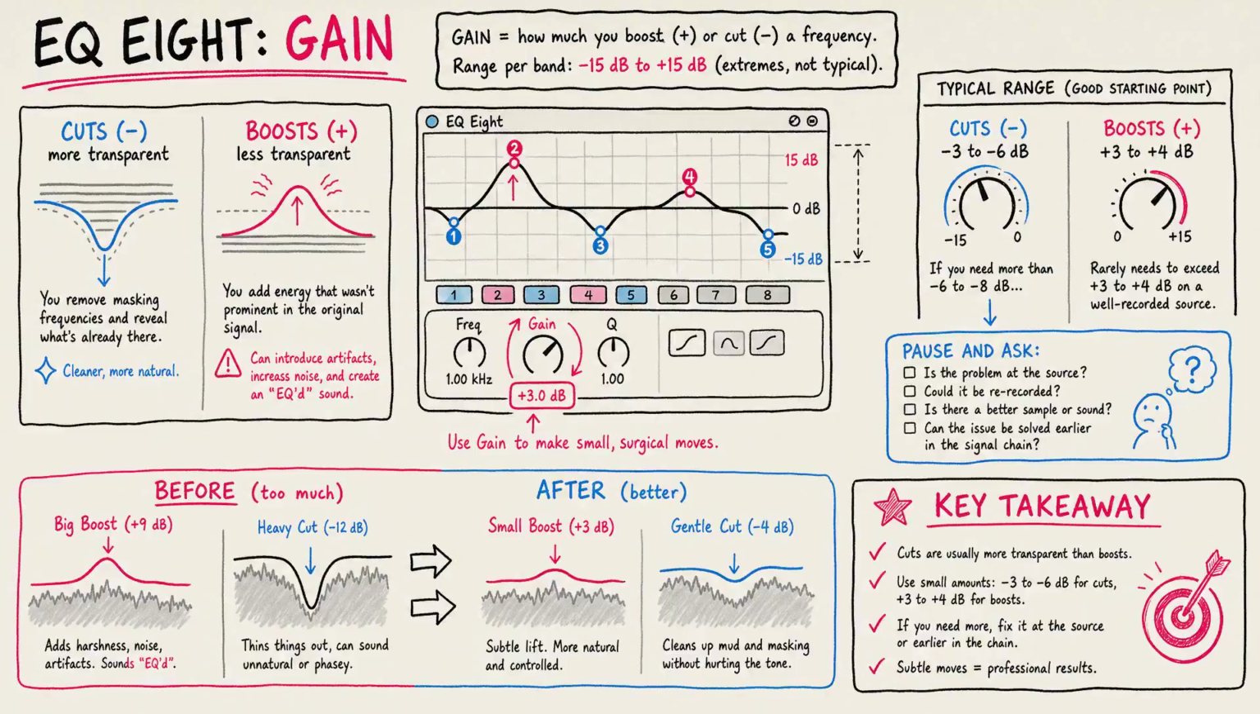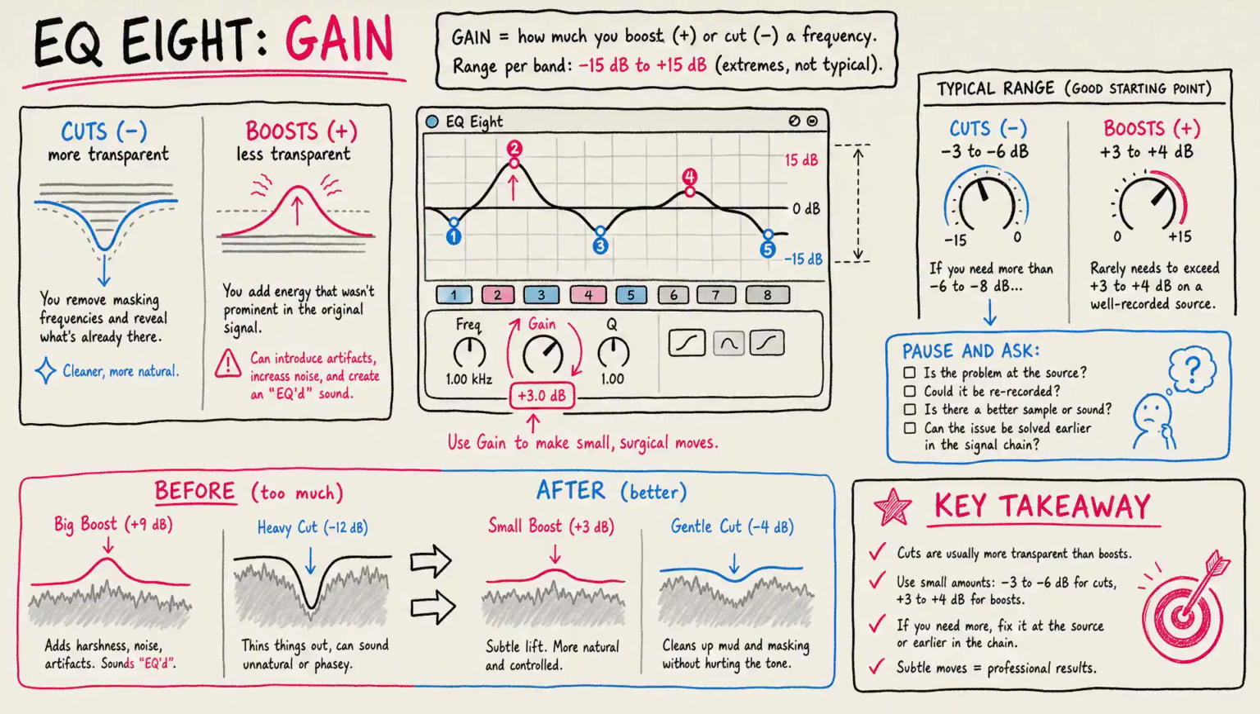EQ8 offers a plus or minus 15 dB gain range per band, but this range represents the extremes rather than typical usage. A fundamental principle: cuts are generally more transparent than boosts. When you boost a frequency, you're adding energy that wasn't prominent in the original signal, which can introduce artifacts, increase noise, and create an EQ'd sound. When you cut, you're revealing what's already there by removing masking frequencies.